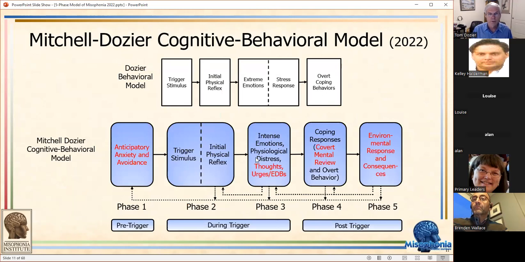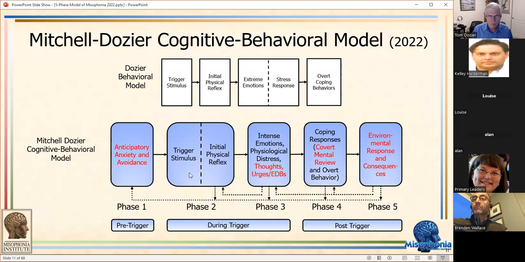So the Mitchell-Dozier model incorporates the Dozier model, but it adds on some things that are obvious and some things that are not so obvious. So, we get a kind of a one-for-one connection here vertically. But Dr. Mitchell added in this factor that we have anticipatory anxiety and avoidance. And there's a lot of dysfunction to your life in the avoidance, and the anticipatory anxiety typically makes it worse.